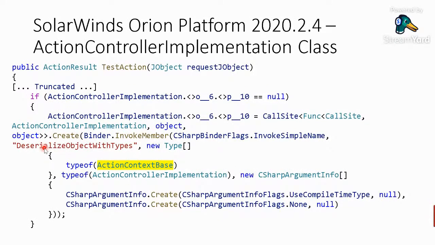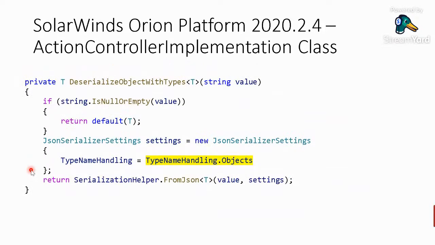But yeah, let's dig a little bit into the code here. This code is actually a little messy compared to other stuff we'll see, and there's a little bit of obfuscation. But basically what you need to see here is, okay, we're calling some test action. This is user input that we get into the application, and it's calling deserialize object with types, and it's giving this type of ActionContextBase. Okay, let's jump into that function.